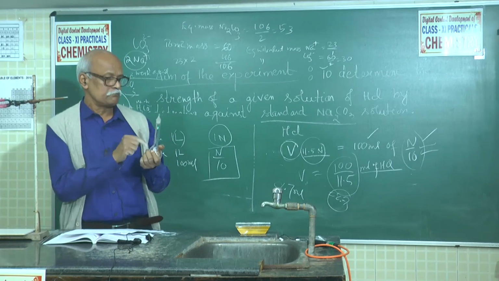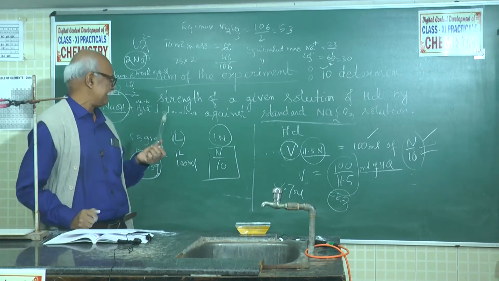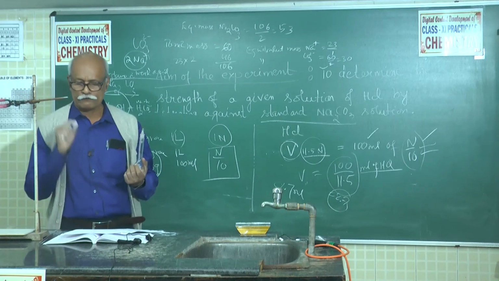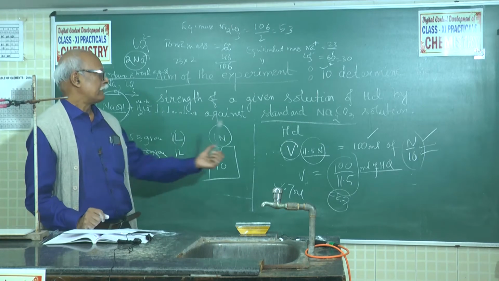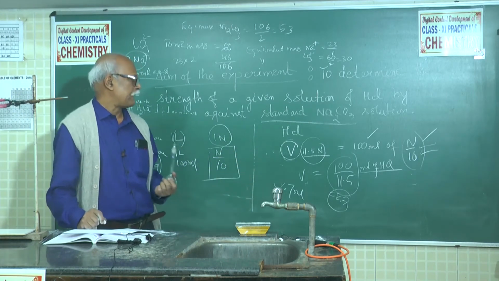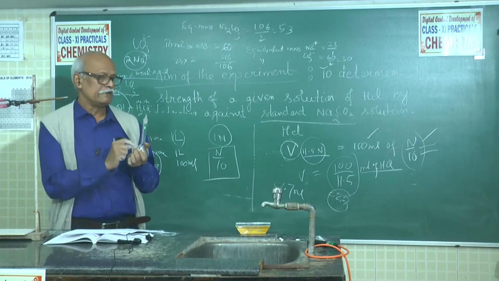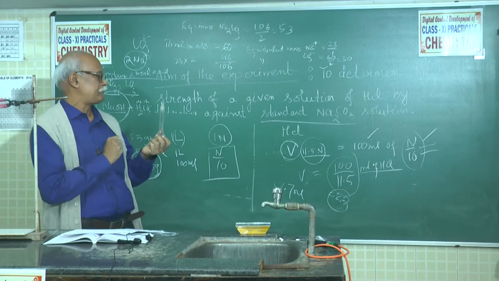Because this is simply rough, approximately N by 10, it will not be exactly N by 10. But here it is exactly N by 10: 0.53 gram, you have to accurately weigh it out and make it up to 100 milliliter. But this is approximately N by 10, so you take 8.7 milliliter here, then make your volume up to the mark, as we have discussed in the previous experiment.